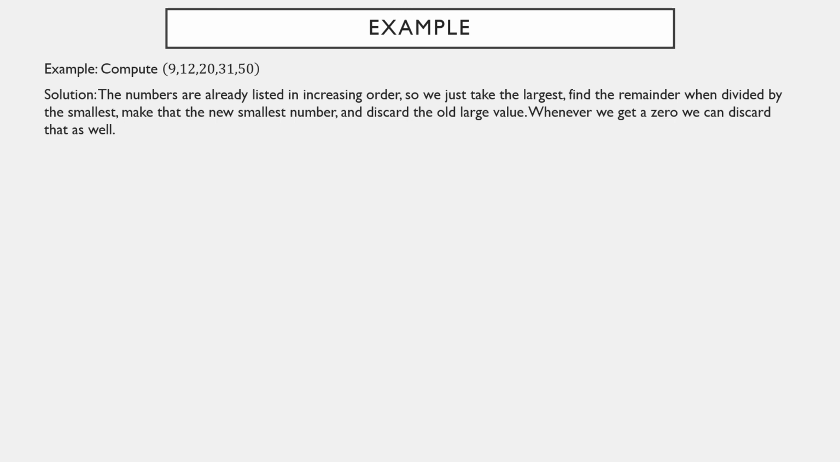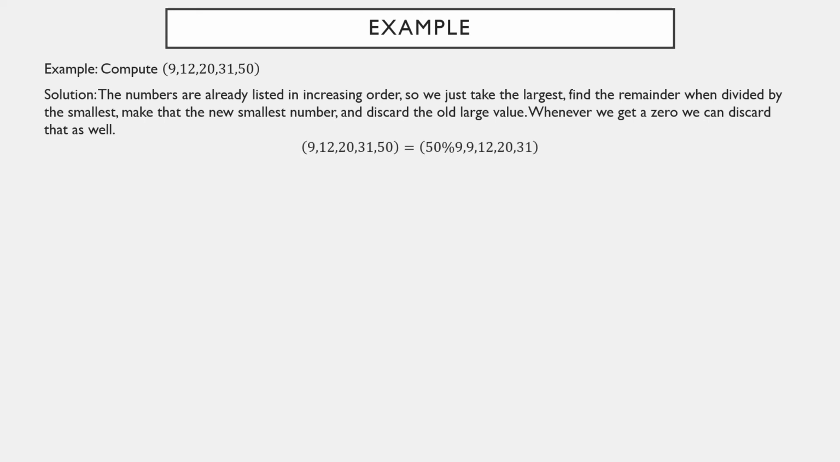So let's do an example of applying the Euclidean algorithm to a longer list of numbers. Specifically, compute the greatest common factor of 9, 12, 20, 31, and 50. Well, I've already put them in increasing order, so what we're going to do over and over again is take the largest, find the remainder when divided by the smallest, make that the new smallest number, discard the old big number, and whenever a 0 pops up, just throw that away.